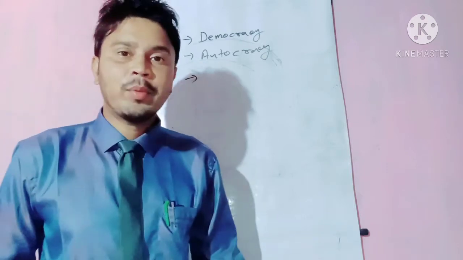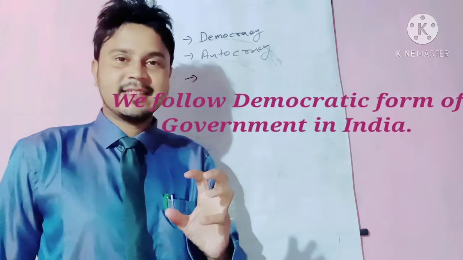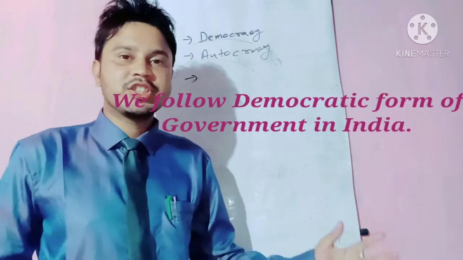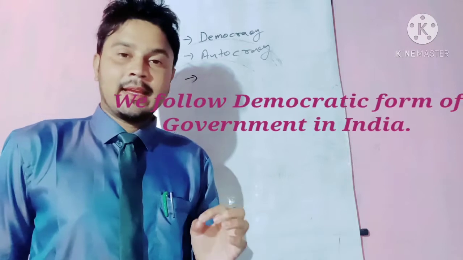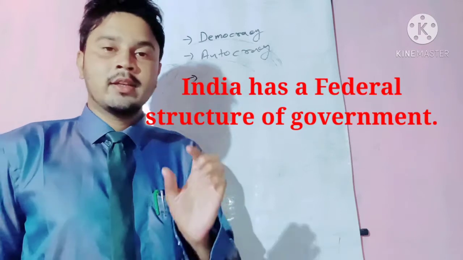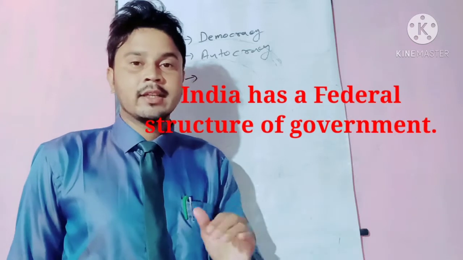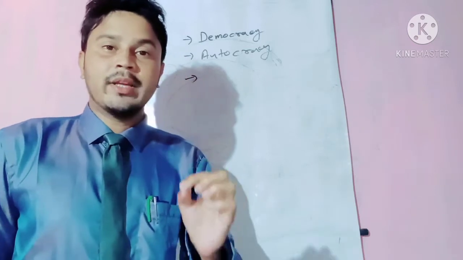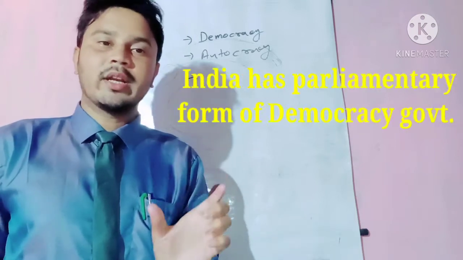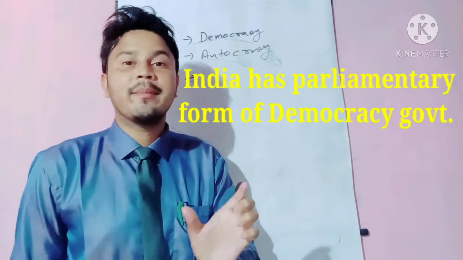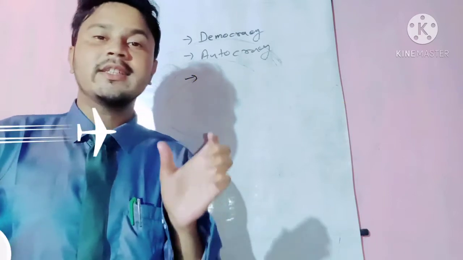So what type of government is there in our country India? In which type of government exists in our country? That means the system of government in our country India. So India has the democratic form of government. India has the federal structure of government also, and India is a secular republic democratic country, as we know. So India has the parliamentary form of democracy government.